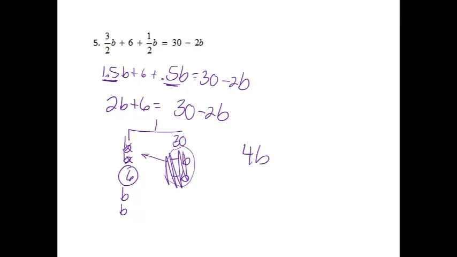I'm just going to write that down so I don't forget. So I've got 4 b's on this side, but I don't want the 6. So to get rid of the 6, we're just going to subtract it from both sides. So that gets rid of the 6. 30 minus 6 is 24. So now I have 4b is equal to 24. And then to finish it, we'll just divide both sides by 4, and b is equal to 6. So hopefully you have problems 1 through 5 correct.